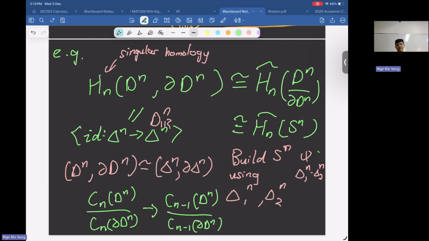What else we need to check? Then you need to prove y is equal. Okay, this part, you look at the notes. Okay, any questions so far?